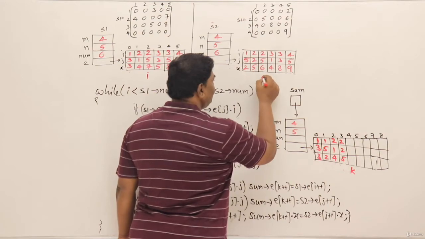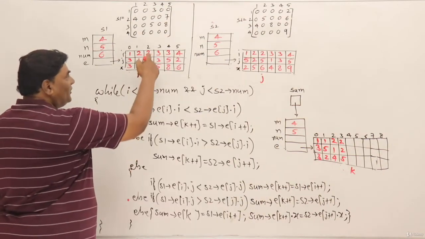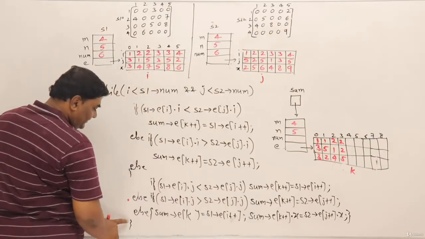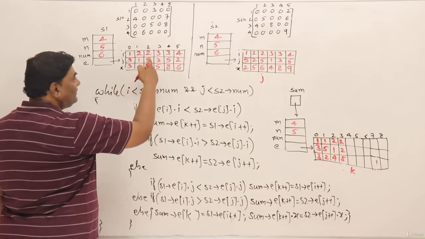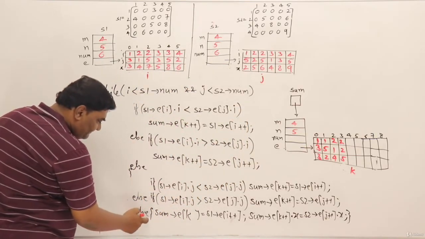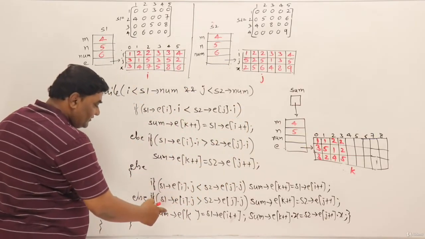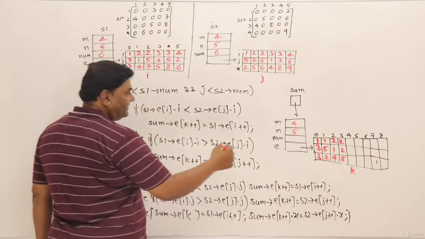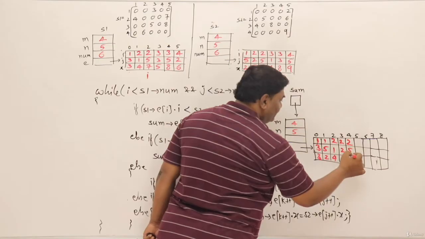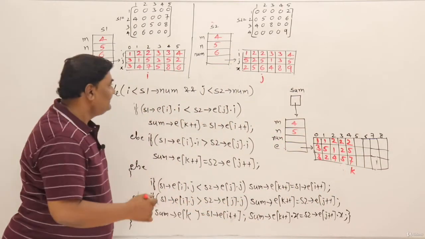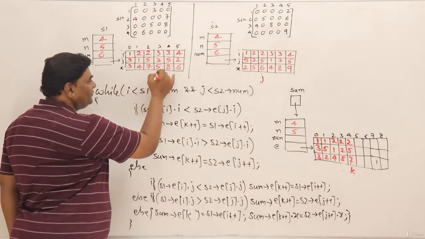J is incremented. Now this time row numbers 2, 2 are same, so it will enter into the else part. Then here column numbers 5, 5 are same, so it will enter into this else part. So it will copy the element from S1, that is 2, 5, 7. As I have copied S1's element, I is incremented. It will move to next.